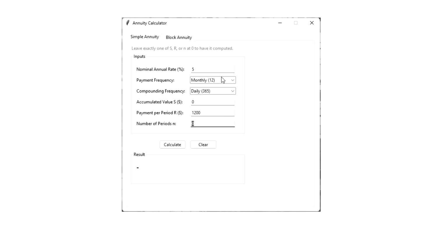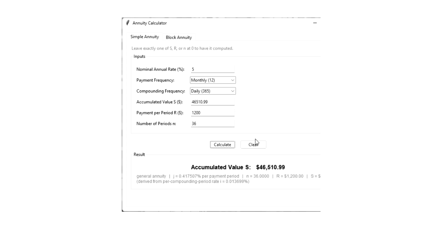Let's see, we're paying once a month. So if we want to do it for say 3 years, then we can put in 36 here. So we have 5% per year. We put in $1,200 a month. It's compounded daily, and we're going for 3 years. Okay, so that's our solution.